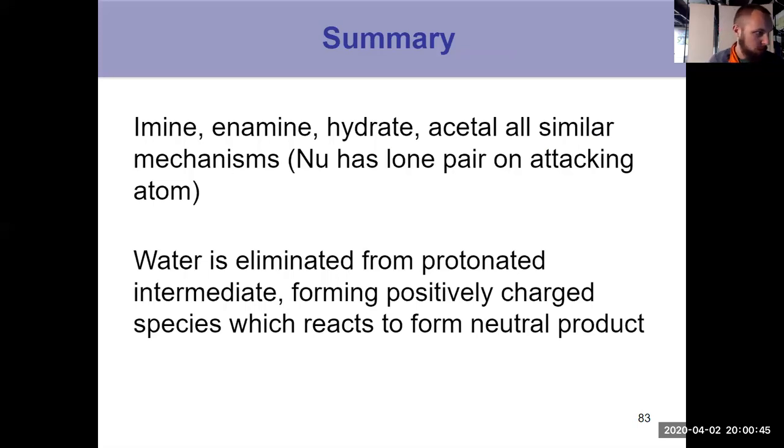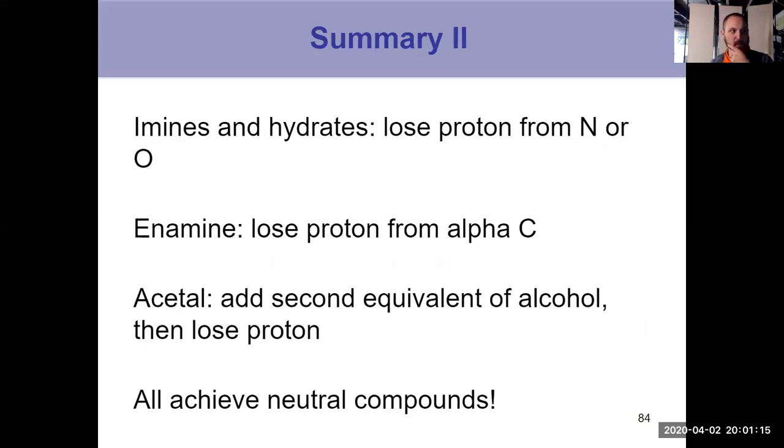So to summarize everything we've seen in this section with the nitrogen and the oxygen nucleophiles, we talked about them in order: imine, enamine, hydrates, hemiacetals, and then acetals. All similar mechanisms. We have that nucleophile that has a lone pair that remains on the attacking atom. We have water that gets eliminated from a protonated intermediate that gives us a positively charged species. But that positively charged species doesn't hang around. It reacts to form a neutral product. How does it form that neutral product? If we had an imine or a hydrate, they just lose a proton directly from nitrogen or oxygen. An enamine, to form that alkene, lost a proton from the alpha carbon. And then an acetal adds the second equivalent of an alcohol.